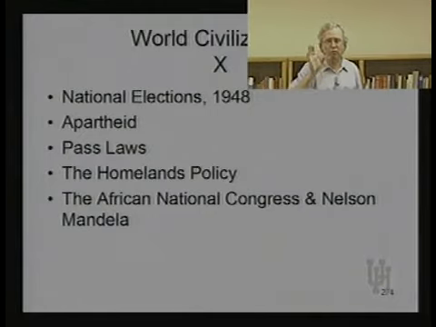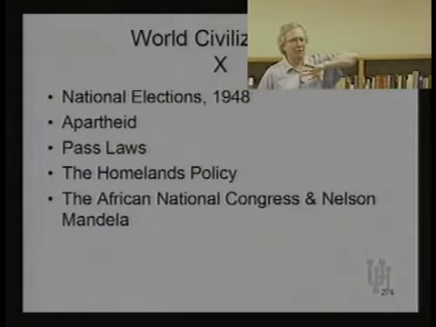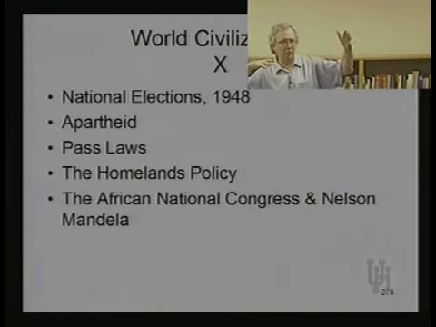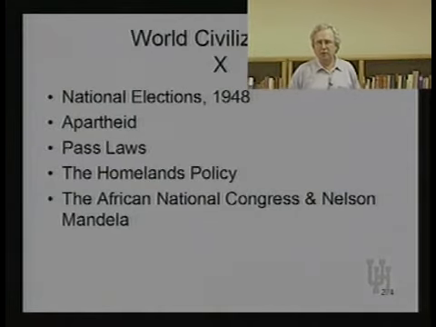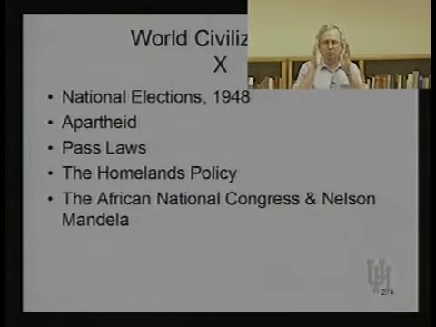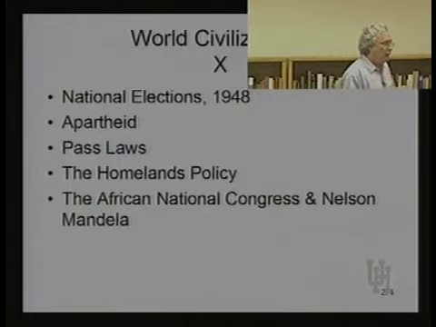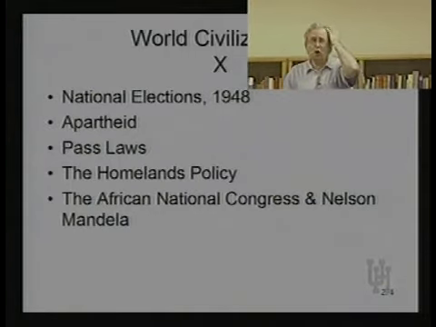This wasn't just a matter of laws that said, well, here are white-only facilities, restaurants, etc., that you might find in this country well into the 20th century. Now, these were laws that were literally meant to control the black population down to the minutest detail, including where they lived and when they moved and why they moved from place to place. Another policy that was instituted in later years was the homelands policy.